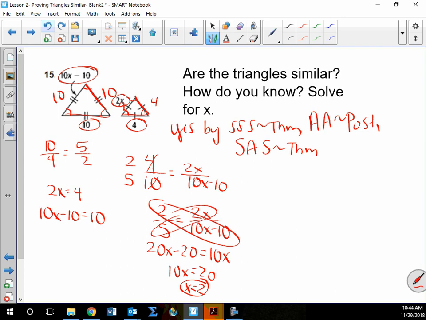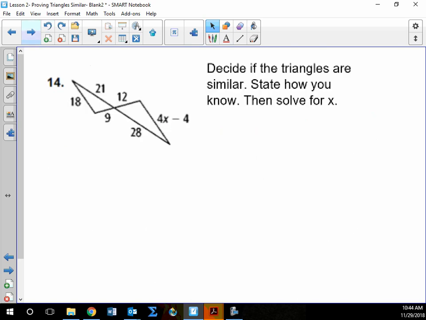Questions with this? So for this one specifically, because they're equilateral, we could have gone the shortcut. But this is the idea of what we do every single time with similar triangles. All right, our next one.